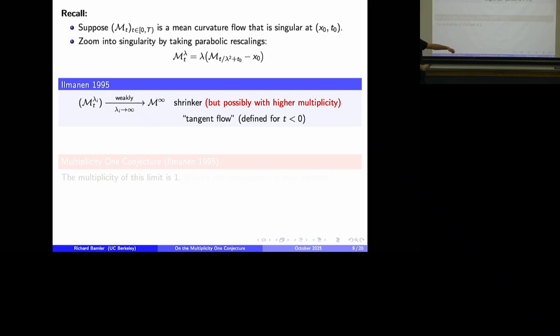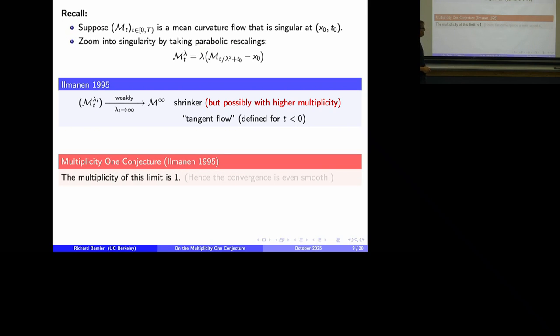And then we looked at parabolic rescalings. And this result of Ilmanen said that the limit has to be a shrinker, but the limit could occur with higher multiplicity. So in theory, you could see several sheets collapsing, and in the limit, you have something of higher multiplicity. Okay? And then in the same paper, he conjectured that actually this higher multiplicity is not going to happen. Then this will imply that the convergence is even smooth. So that's why I didn't define what weak convergence is here. Okay. So this collapsing of several sheets is not going to happen.